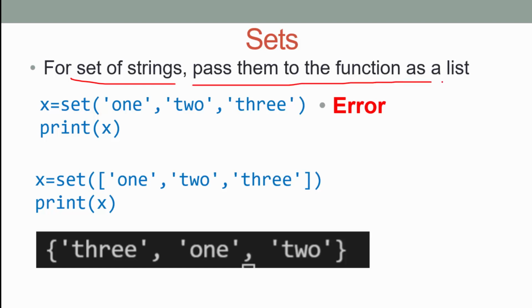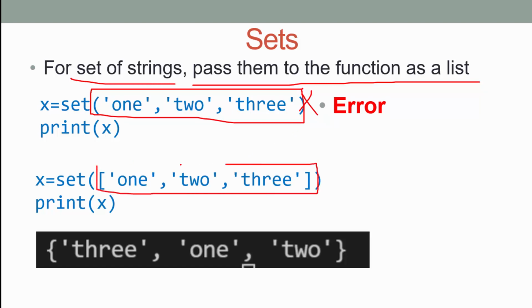If you want to create a set of strings, you pass them as a list. This is an error. This is not an iterable thing. Here is the way to do a set of strings. You say set and then you give it a list of items. This one will work, but the other way is not going to work. So remember, you cannot just give strings separated by commas. You need to provide a list of strings. And this is easy in Python.